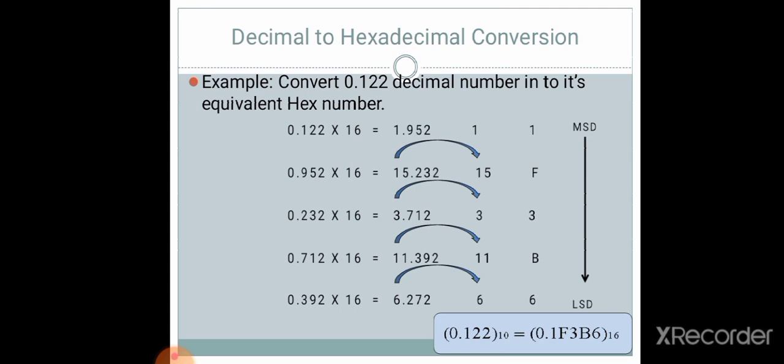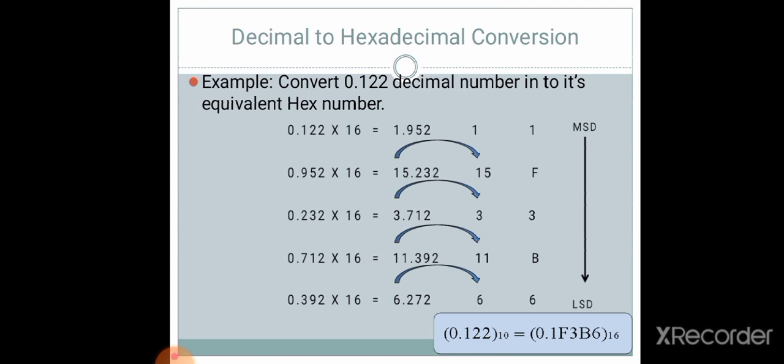Now here, for the numbers after 9, we have written alphabets. So we have written 15 as F and 11 as B. See the rules and references in the previous lecture for the hexadecimal number system. Then you will come to know why we have taken these alphabets for numbers after 9, right? Now here the conversion of the fractional number is done.